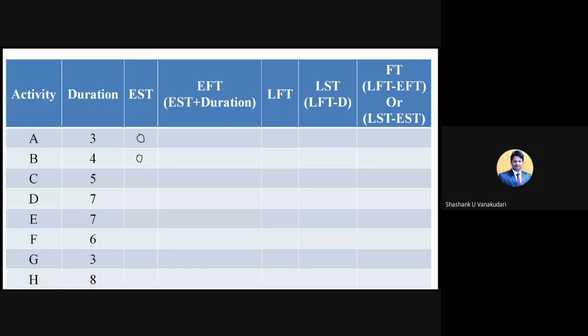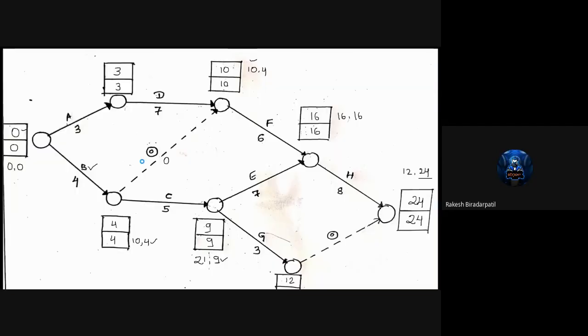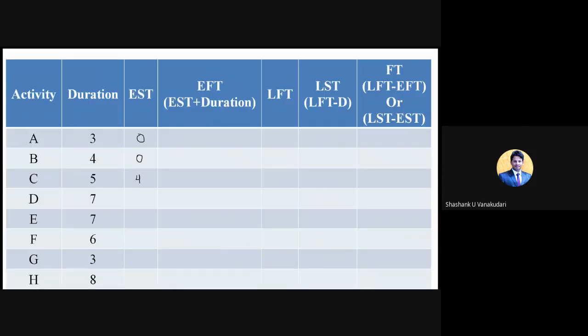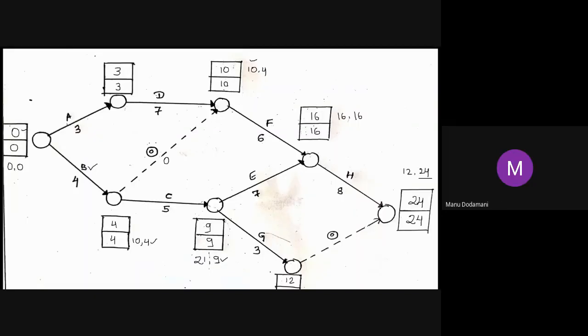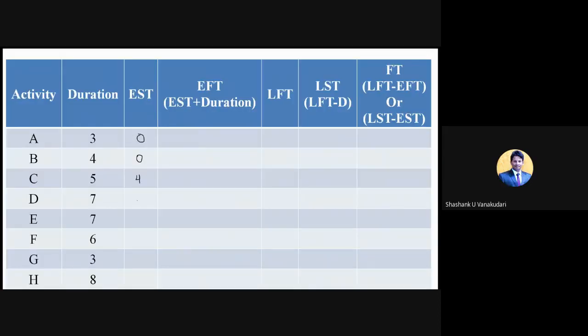And for C activity, what is the EST value? 4. For C activity, 4 is the predecessor, so I am writing 4 here. And for D activity, 3. Very good, 3 is the EST value. And for E activity, 9, or 10 or 9? 9, sir. For E activity, we'll check.